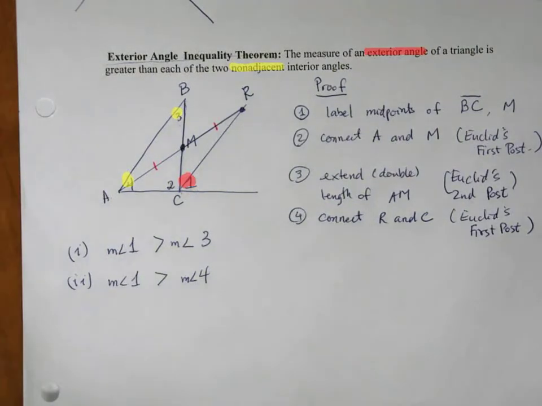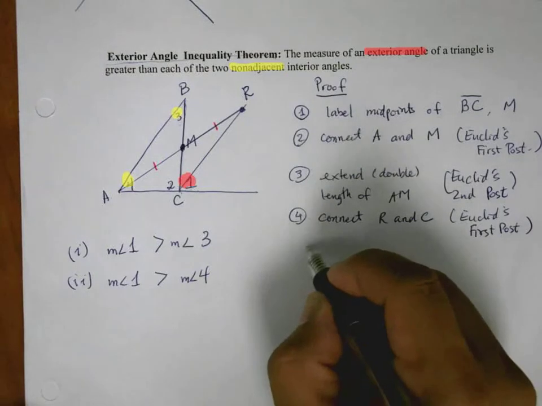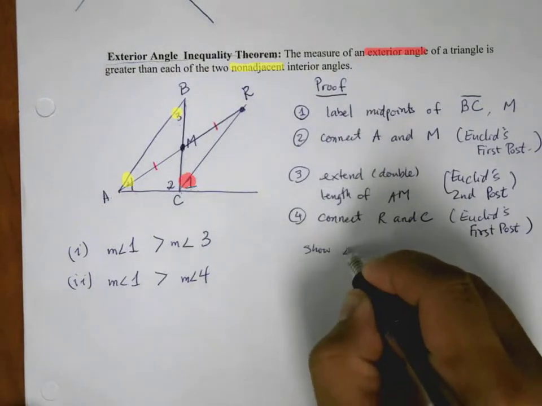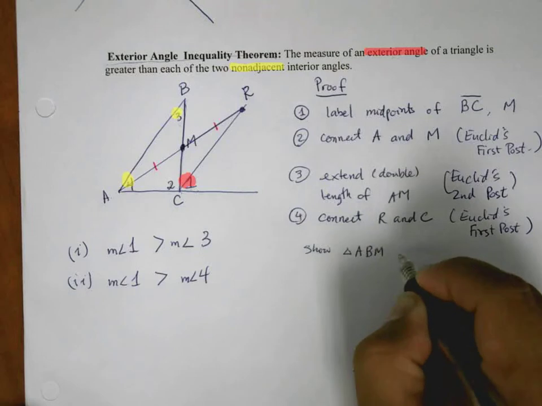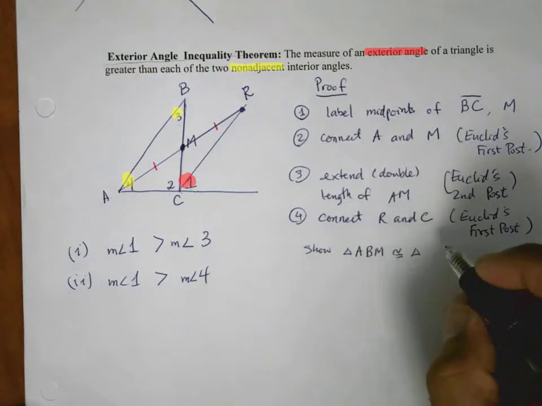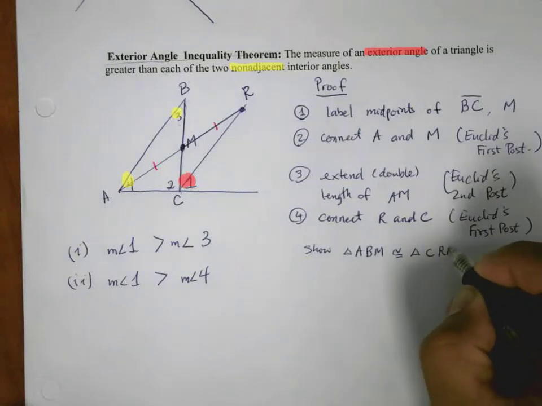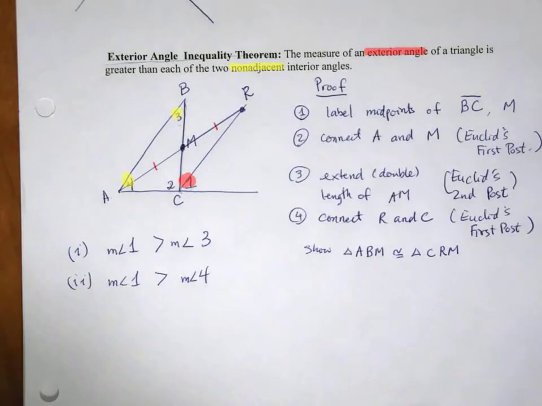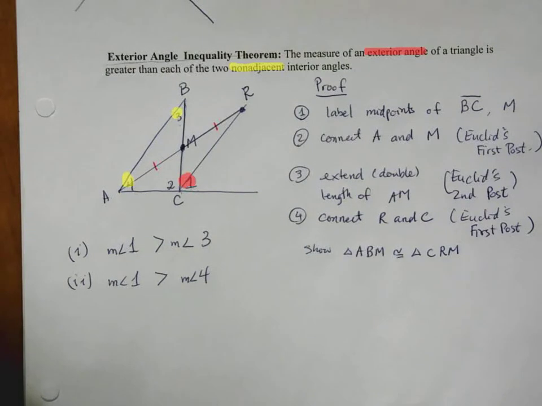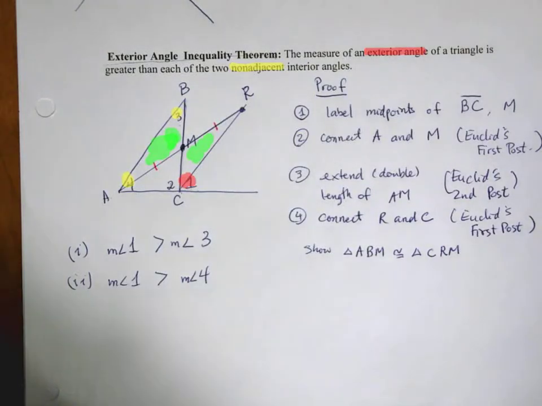Now I am going to make a note here. We are going to show that triangle ABM is congruent to triangle CRM. Okay? So basically, these two triangles that I am about to color here, we are going to try and show that they are in fact congruent. So this triangle here and this triangle here, we're going to try and show that these two are in fact congruent. Okay. And it shouldn't be too difficult to show because we have a lot of information in here already.